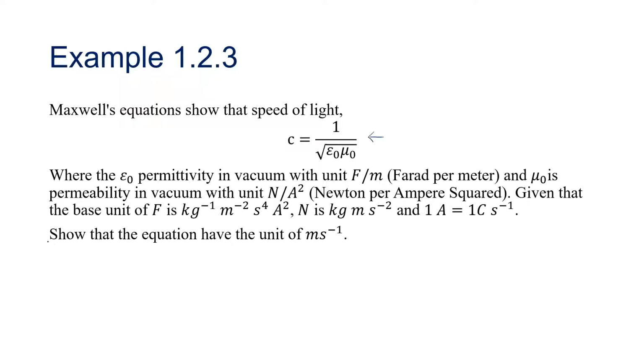So what we are going to do is to show this equation has a unit of meter per second, since this is the speed of light. First thing, we start with the epsilon naught. We find out the unit. Now here, already given, this epsilon naught has a unit of farad per meter.